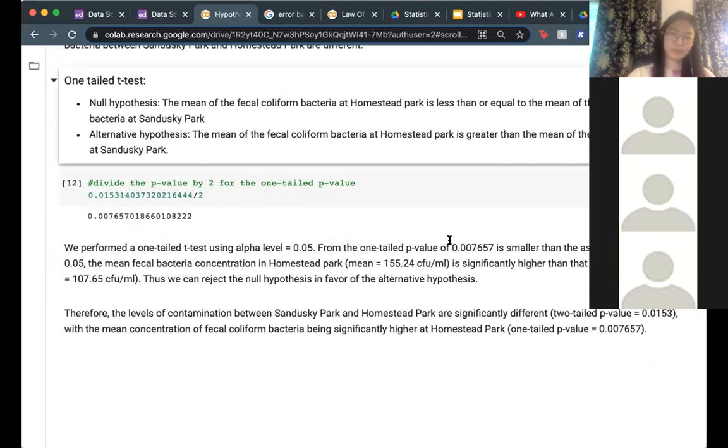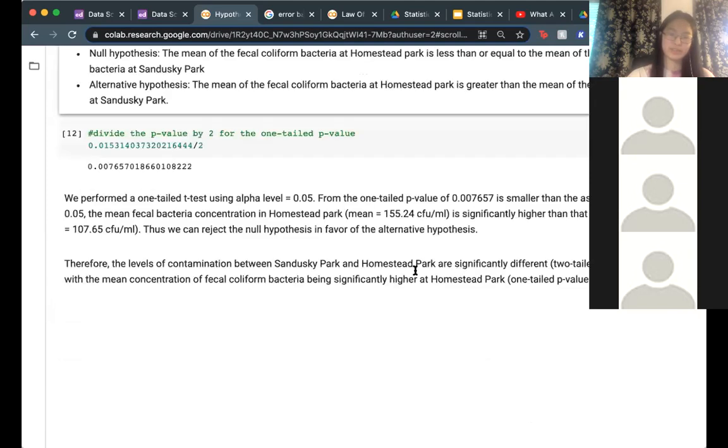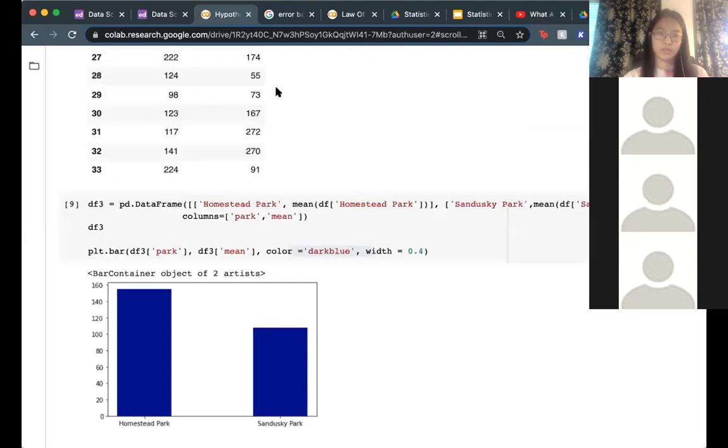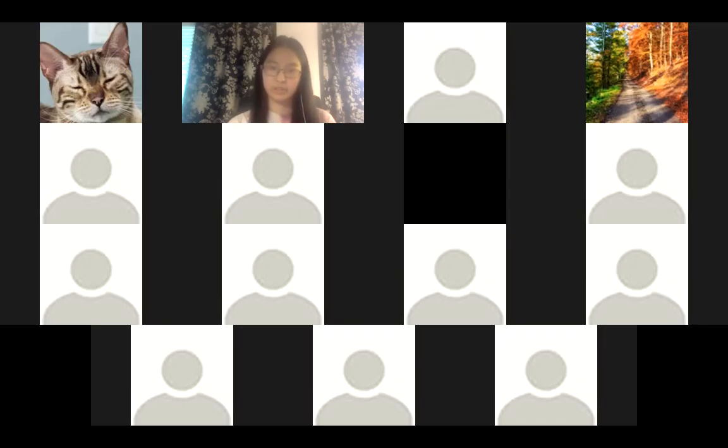So then since we can reject it, and once we ran those two tests, what you can say for this conclusion is that the levels of contamination are significantly different because of the two-tailed test that we ran. And more specifically, the mean concentration of the bacteria is higher at Homestead because of the one-tailed test that we ran, which allows us to look at greater than, less than, stuff like that. So that is pretty much the basics of hypothesis testing, of t-tests in general. It is a very heavy concept. It's something that you need to really understand to get the rest of this stuff. So feel free to come back to this, to rewatch this and play around with other things.